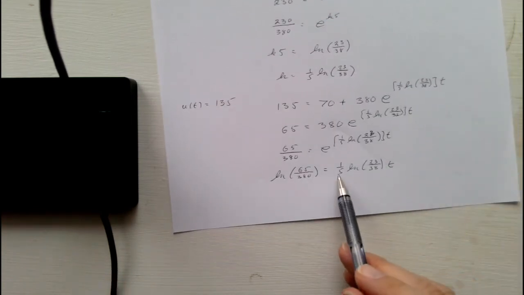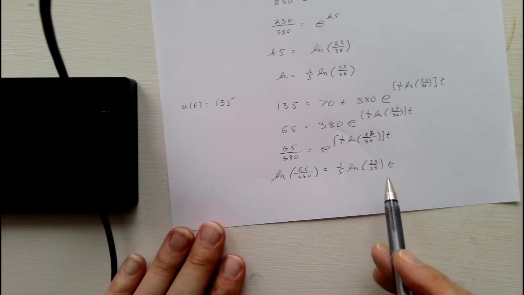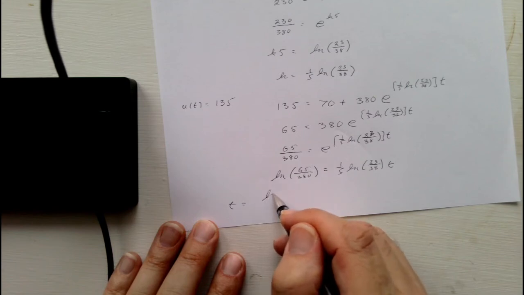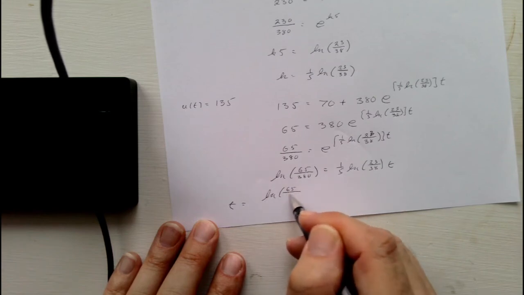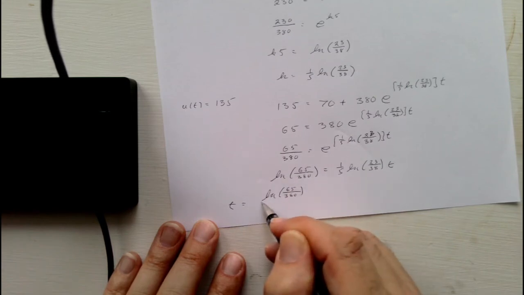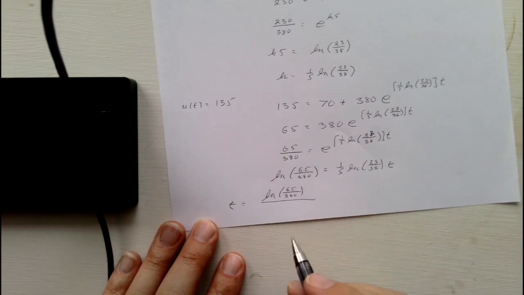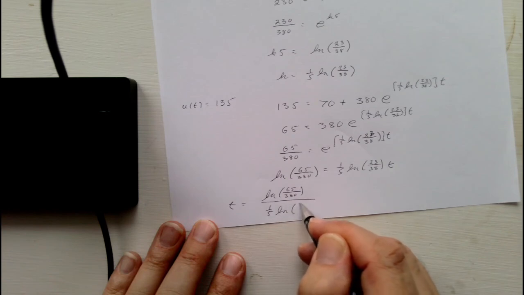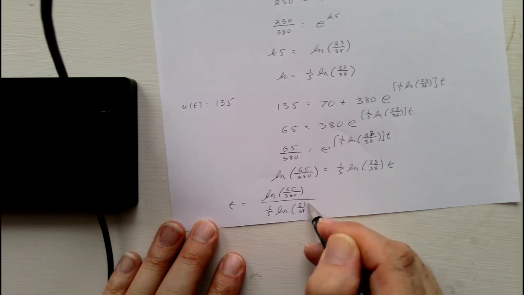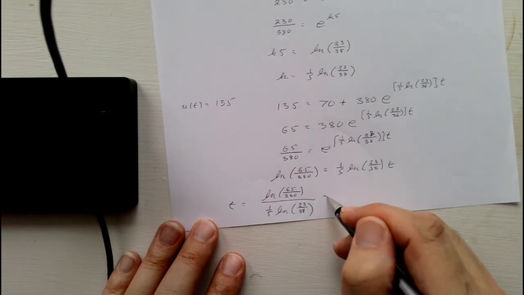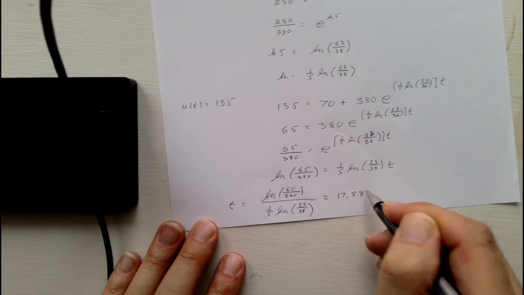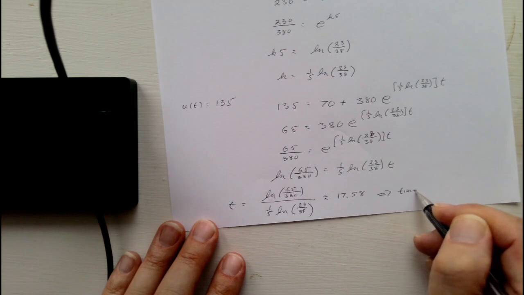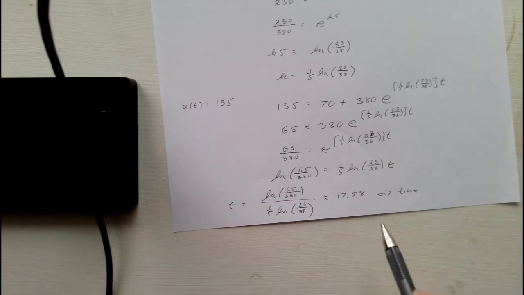And then we just say this is just one number. We divide by this number. So we get that t is natural log of 65 over 380 divided by 1/5 log of 23 over 38. This is approximately 17.58. So that's 17.58 minutes after we take it out of the oven.